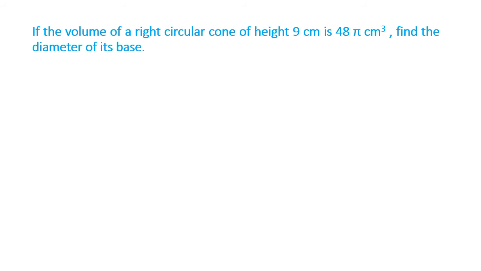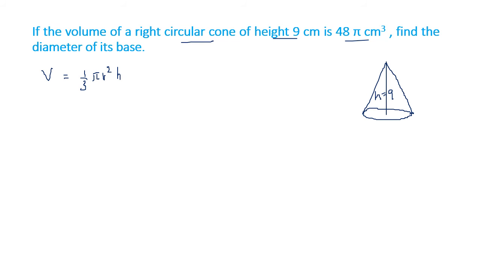The next sum, the volume of a right circular cone of height 9 meter is 48 pi centimeter cube. Find the diameter of the base. What are we given? A cone whose height is 9 meter and volume is 48 pi. So volume of cone is given by 1 by 3 pi r square h. Volume is given 48 pi.